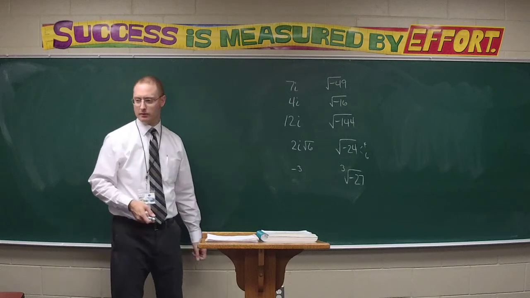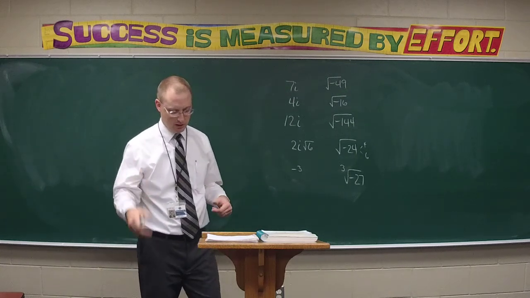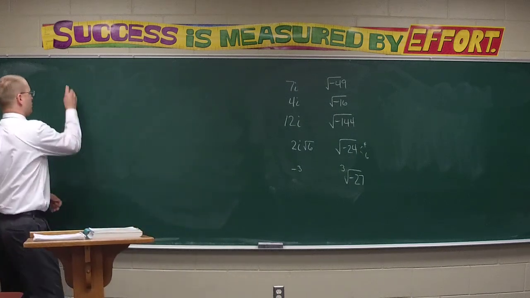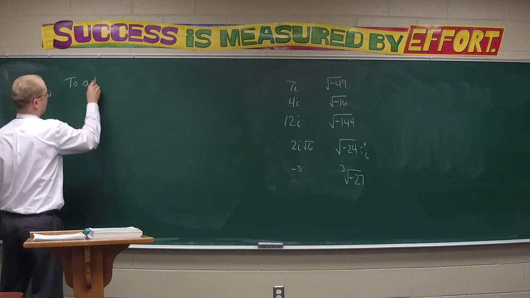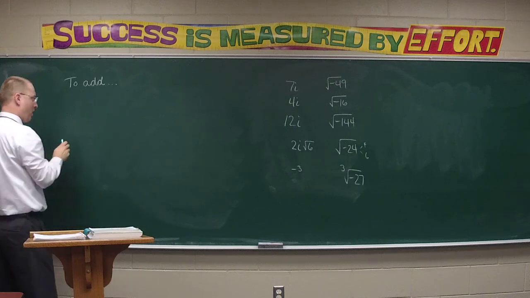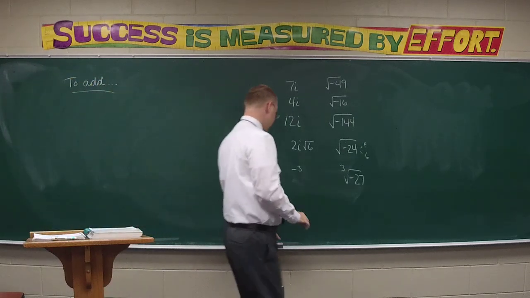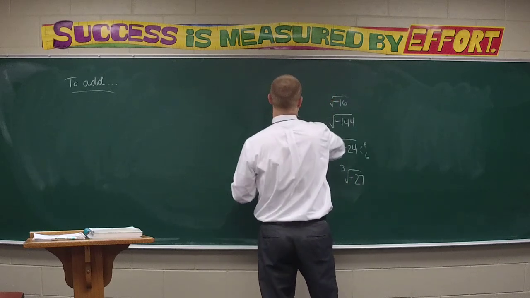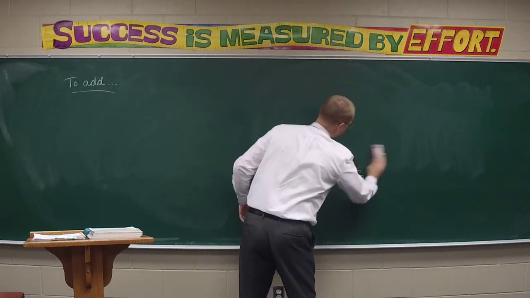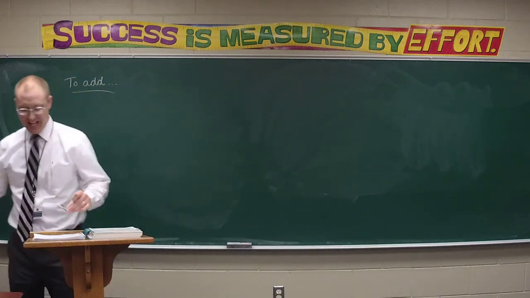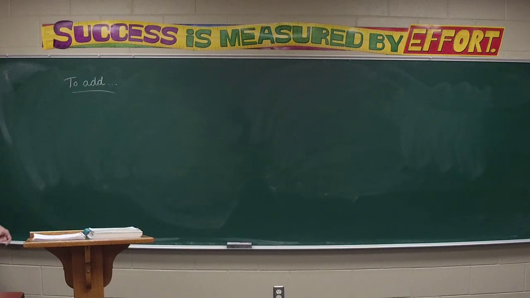Questions on this? Feel like we got a handle on this? Seem easy enough? All right, so let's talk about adding imaginary numbers. To add imaginary numbers, step number 1, pull out your i. Step number 1, pull out your i. Step number 2, combine like terms and or similar radicals.